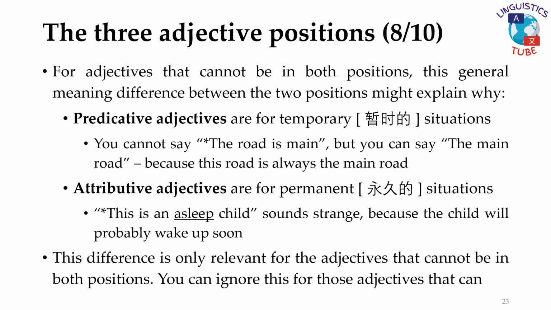That probably sounds confusing, so let's return to our examples. You cannot say the M1 is main, but you can say the M1 is a main road, because this motorway is always a main road. As a result, main is a permanent quality of motorway, so it must be used attributively.